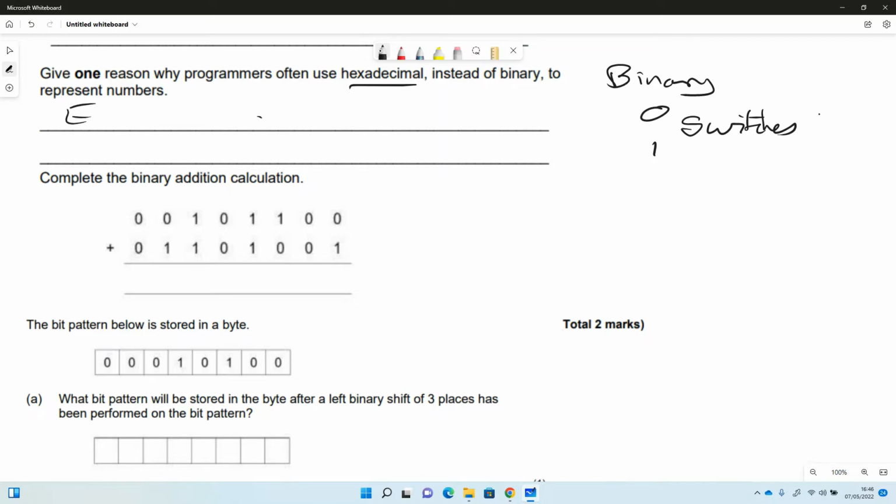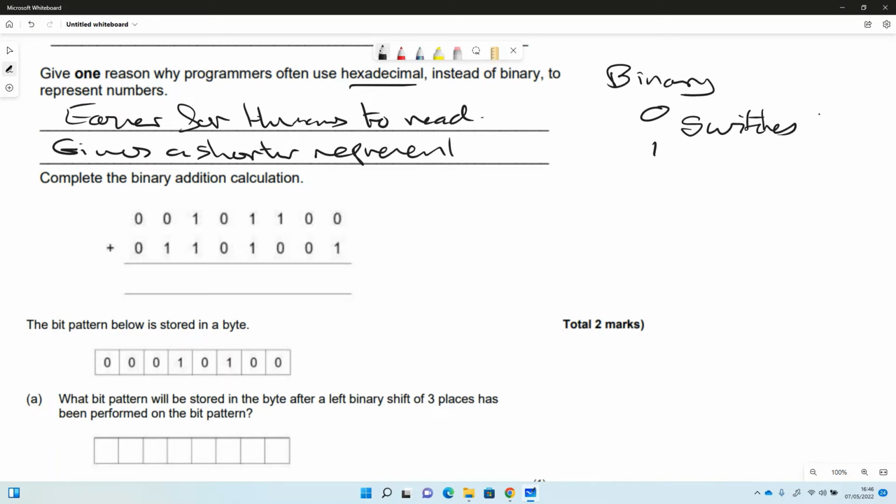And so we could say that it's easier for humans to read, perhaps. You know, we could have said it gives a shorter representation. So it's important to remember that it doesn't give a smaller or a shorter use of memory. The memory is exactly the same. So it's binary in the computer, so it doesn't make any difference. But for humans, it's easier for humans to read.